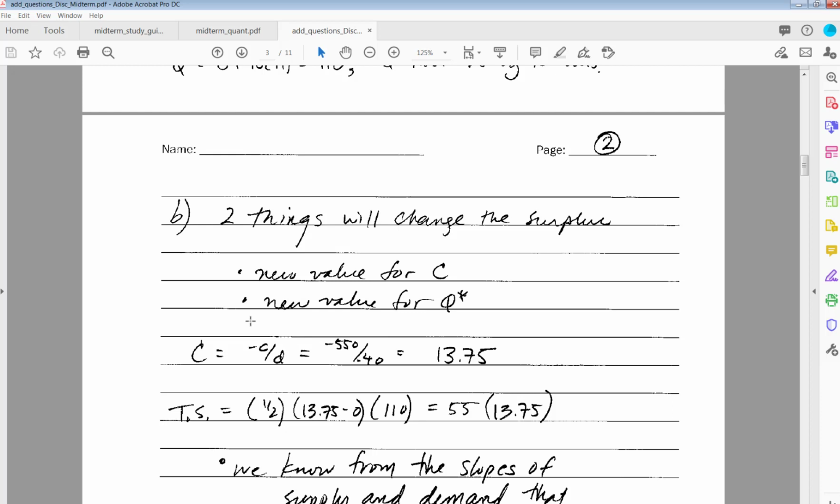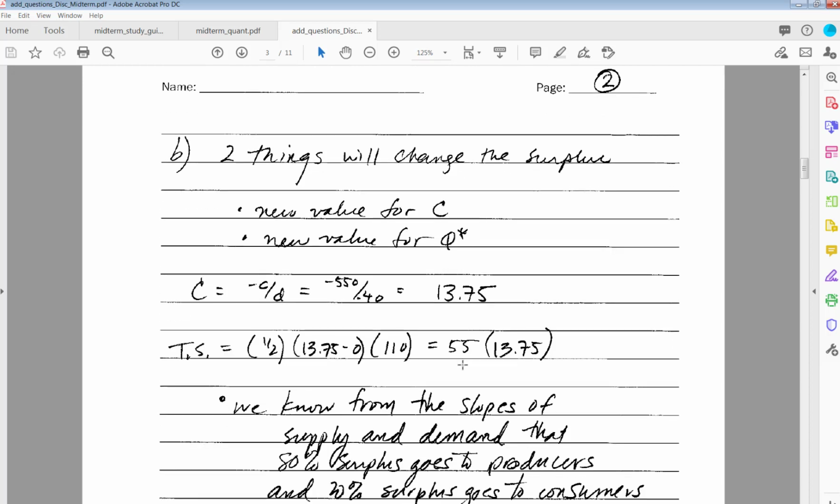I guess if you were going to calculate producer surplus and consumer surplus individually before doing anything else, you might also add that the new value for P star matters. So you'd have 3 things that are going to change. I want to be clear that the way I'm solving this means that I really only deal with two parts. To get that value of C, we need to reapply our formula of negative C over D to get capital C. So it's now negative 550 over negative 40, and you'll see that's 13.75.